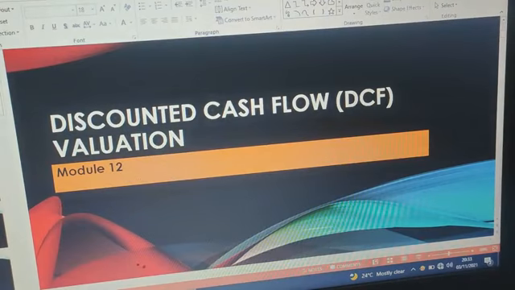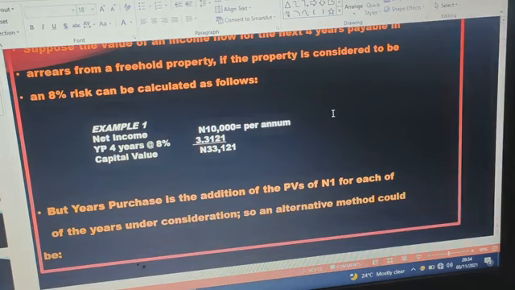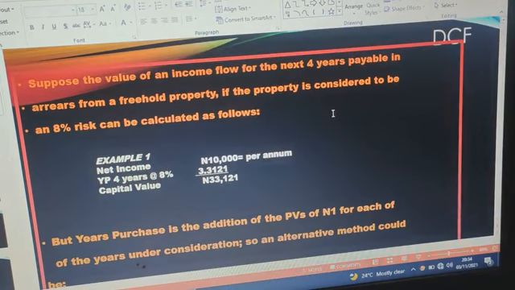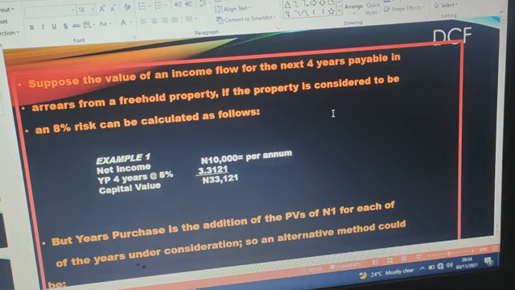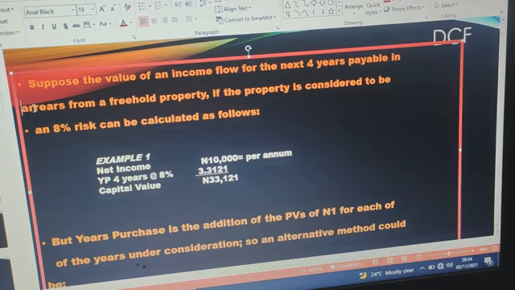Discounted cash flow valuation. The traditional approach to the valuation of an income flow from a property has already been considered. Suppose the value of an income flow for the next 4 years payable in arrears from a freehold property, if the property is considered to be an 8% risk, can be calculated as follows.